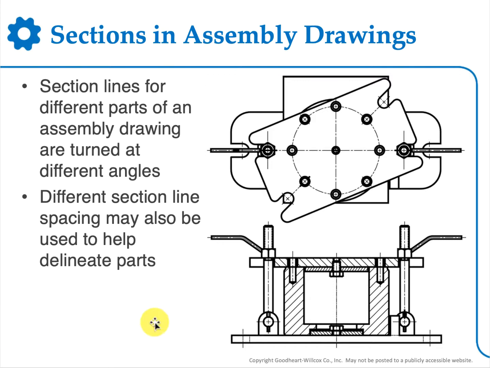A great example of this is if we look into here, we can see the spacing is very small. Here we have a different angle. And so we just want to be clear, we want to be concise, and we want to make sure that there's no misinterpretation when we use sections in an assembly drawing.